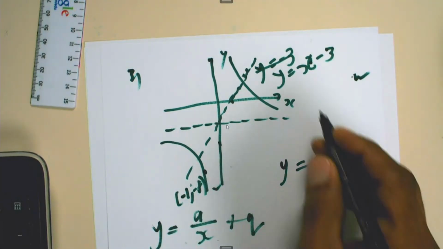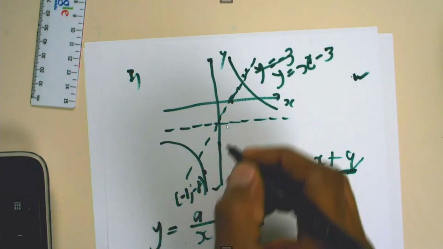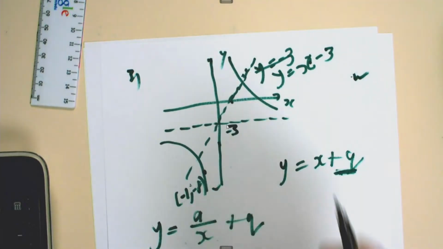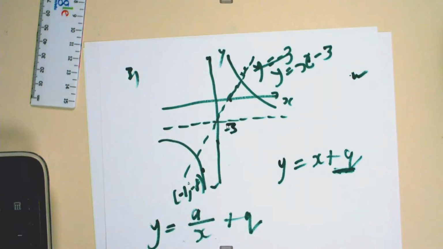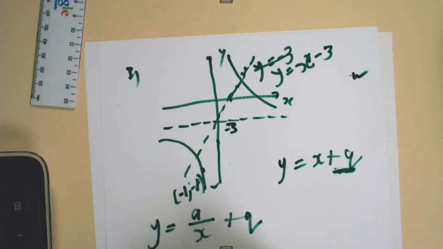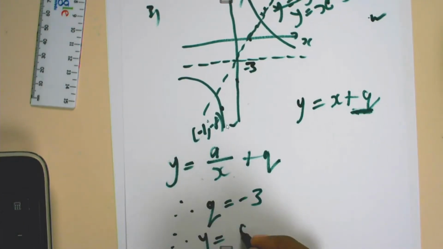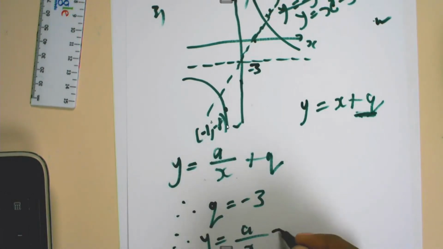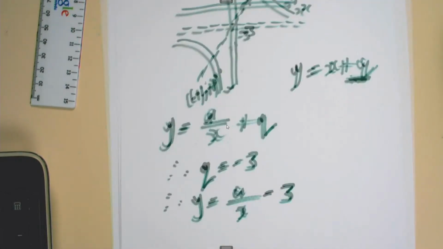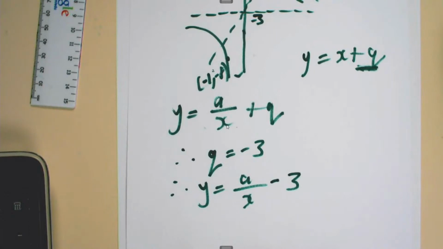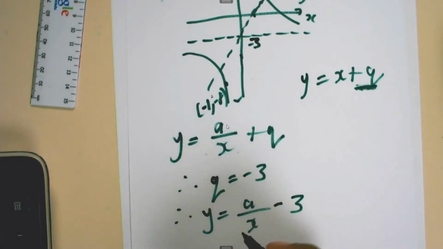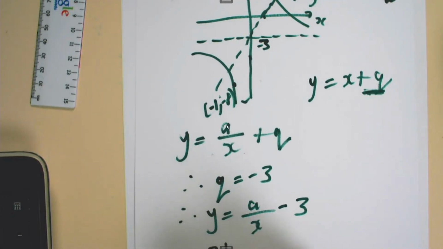Therefore, I can read it from here to say this graph will pass at the point whereby y = -3. So q is equal to negative 3. Then I can now substitute it into y = a divided by x - 3. Then I am fine. Then from here, what must happen? I must now find the value of a. Then I will substitute the point.